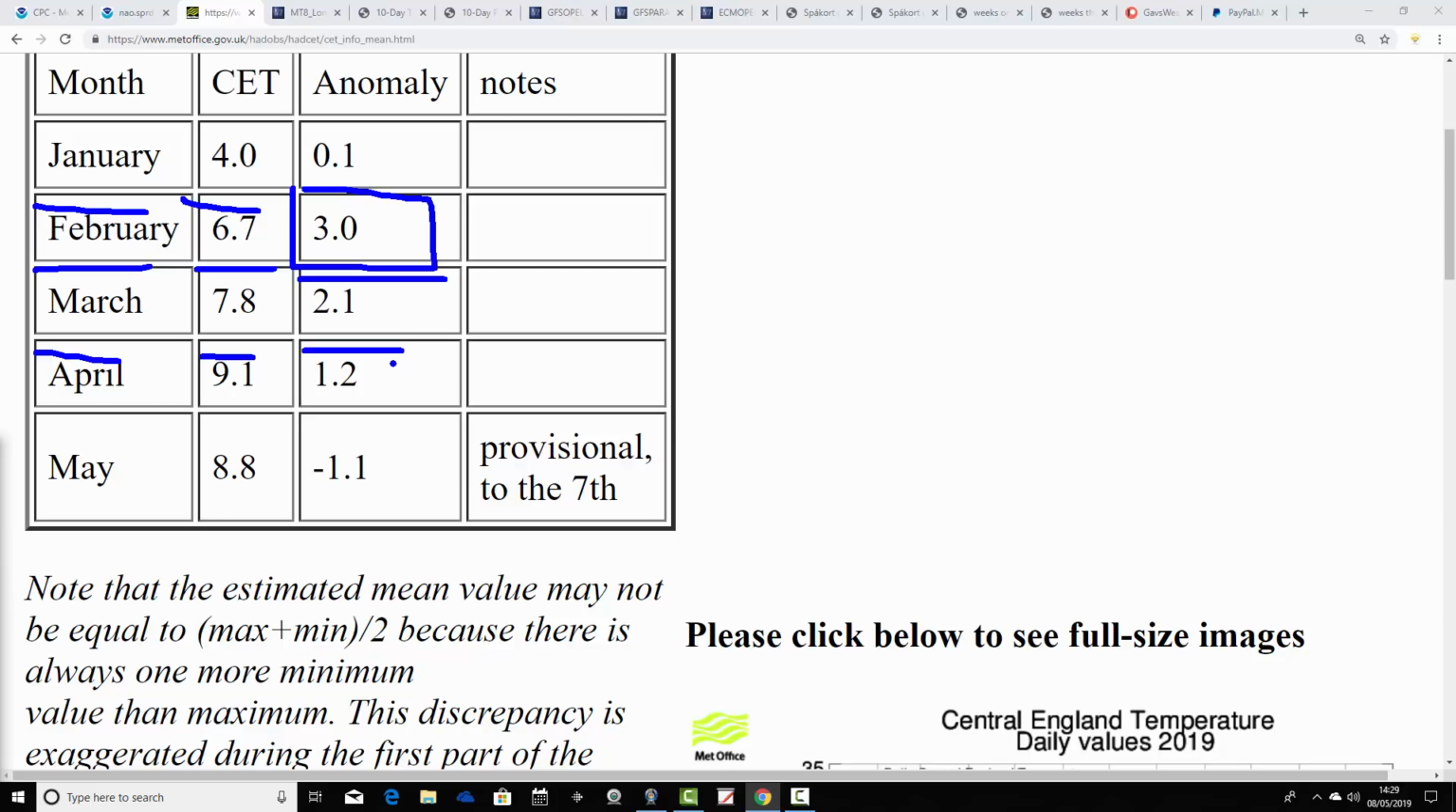So the anomalies are being set against 61 to 1990, which is a very cold temperature average, because the 1960s in particular were a really, really cold decade with lots of cold winters, including that severe winter of 62, 63, coldest winter since 1740, and a lot of the summers in the 1960s were very chilly as well, very poor, wet summers generally typified the 1960s. So this is a cold temperature average.